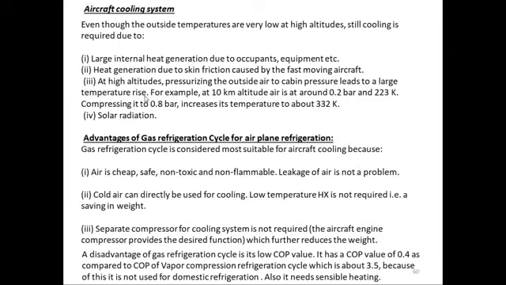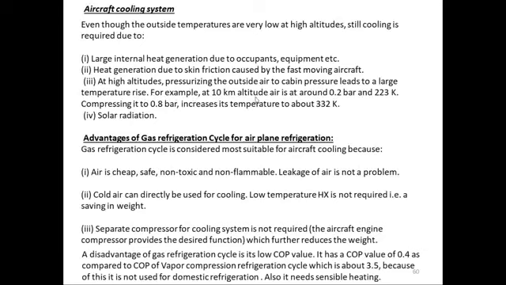The air we get from the outside, and then we need to compress it. It is coming in at 0.15 or 0.2 bar, and we have to compress it close to 1 bar, which is atmospheric, about 0.8 bar. When you compress it that much, its temperature will rise. So at high altitude, pressurizing the outside air to cabin pressure leads to a large temperature rise.